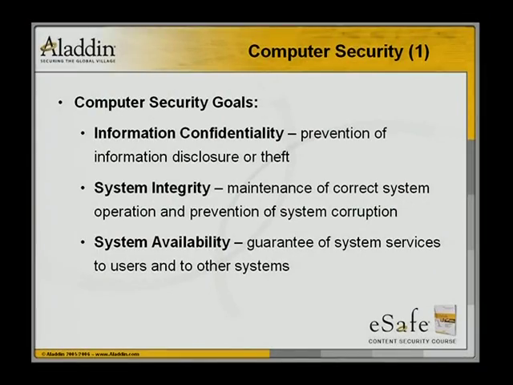Another computer security goal is system availability. I need to guarantee the availability of system services to users and to other systems. I need to make sure that system services are running and I am able to serve other users. Let's say I'm a web server, a website. I need to make sure that my website is up at all times, because if it's down, it can mean collateral damage or financial damage.